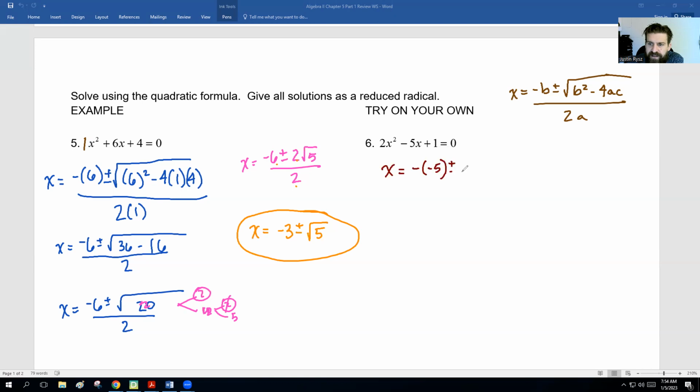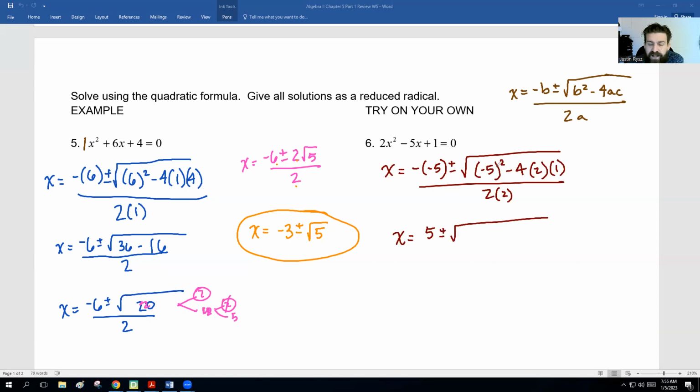-5 plus or minus the square root of -5 squared minus 4 times a is 2, c is 1, all over 2 times a is 2. All right, so that makes it a +5 plus or minus the square root of -5 squared is a +25 minus 4 times 2 times 1, that is 8 over 4.